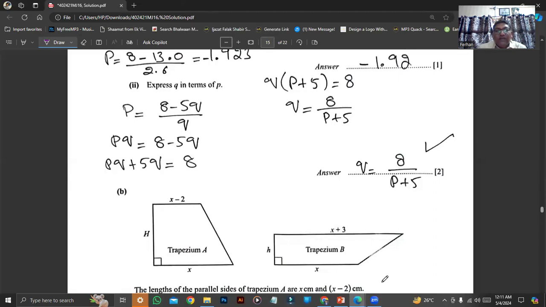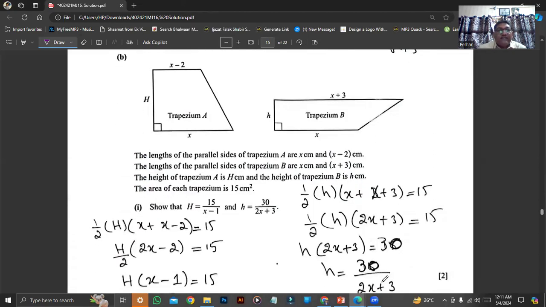So then we have this question. He says, part B. We have trapezium A and trapezium B. The lengths of the parallel sides of trapezium A are x and x minus 2 centimeter. The lengths of the parallel sides of trapezium B are x and x plus 3 centimeter. The height of trapezium A is capital H, and the height of trapezium B is small h.